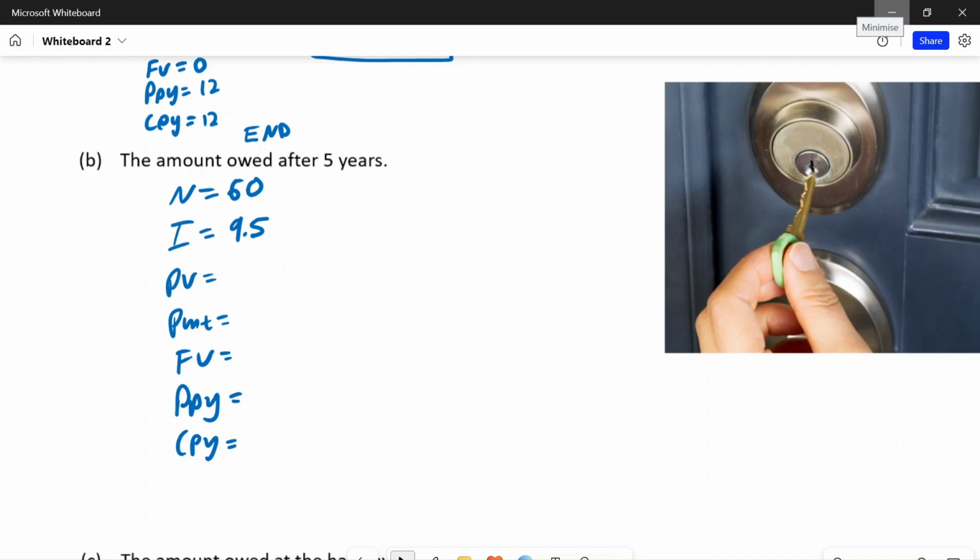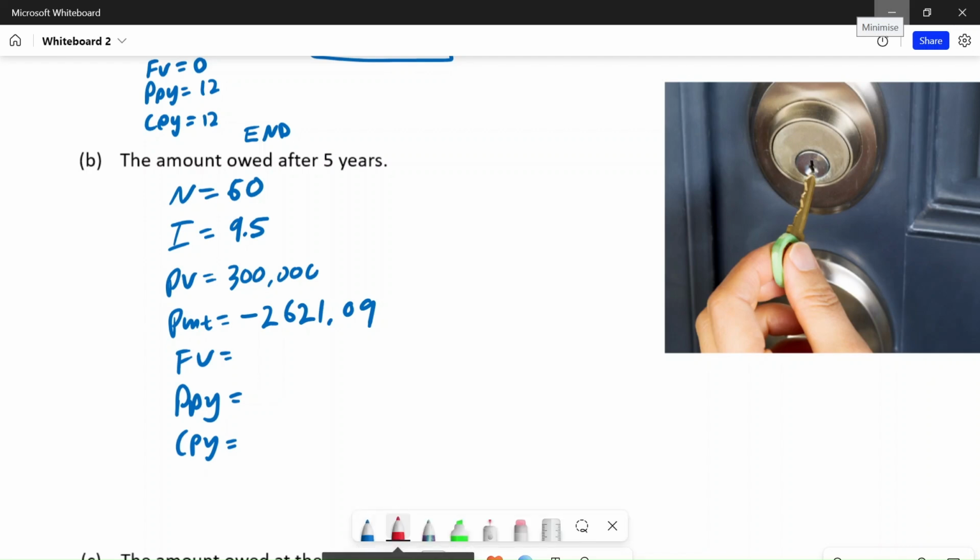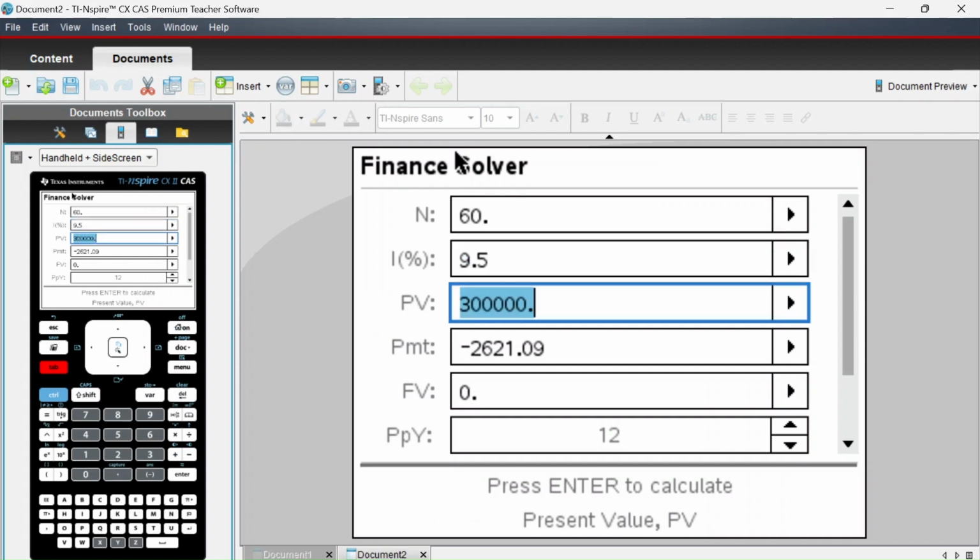Now, the present value will remain the same under this method of calculating it, 300,000. And the payment we now know is 2621 and 9 cents. The final value is what we're going to calculate here. I'll put a red question mark to make it stand out. Okay, these are still 12, and we must write END at the bottom. Okay, so let's figure it out. Just going to tab down to the final value. So what do we owe after 60 payments?